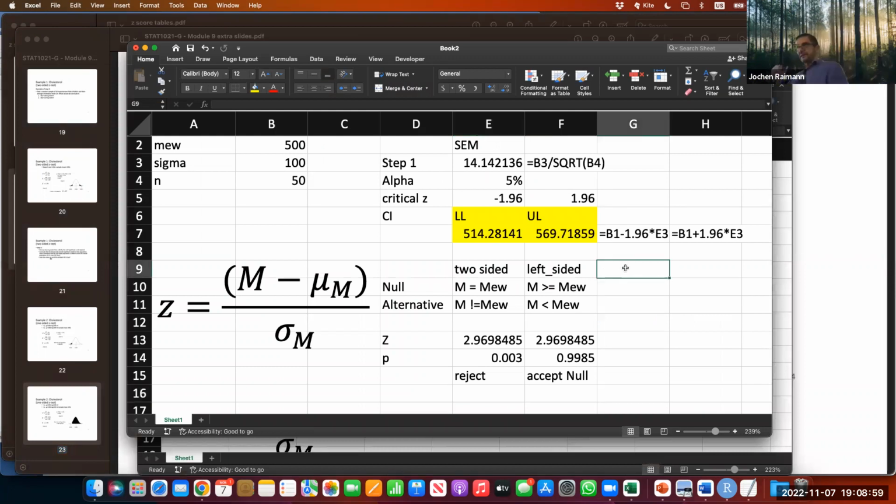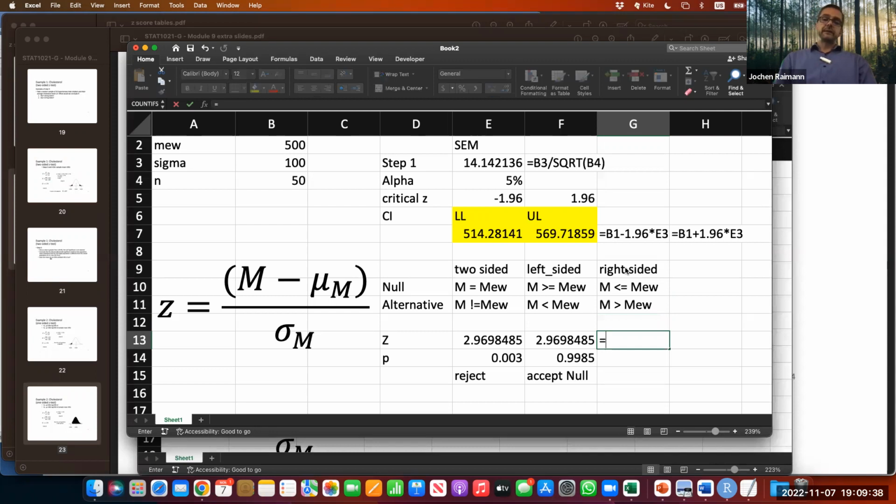So it will become clearer if we do now the opposite, because now we're doing the other way around. So now we do right-sided. Now we're hypothesizing that the sample mean, 542, is larger than our mu. M larger mu. What's the corresponding null hypothesis? That the mean is smaller or equal to our mu.